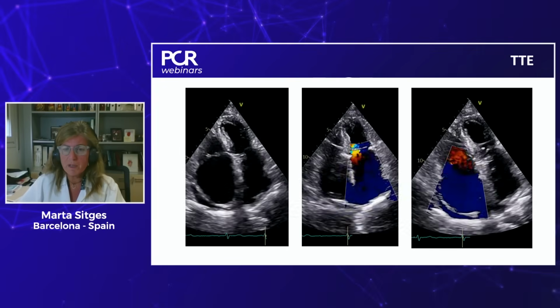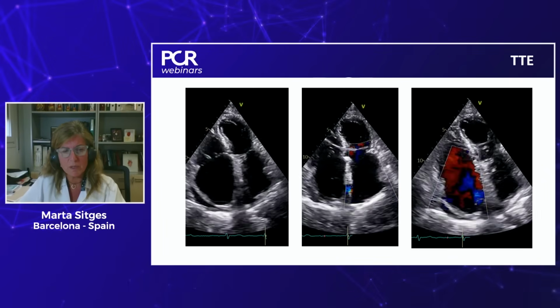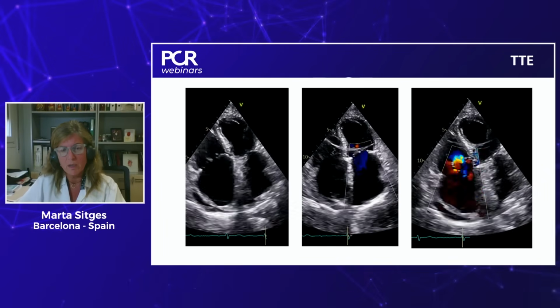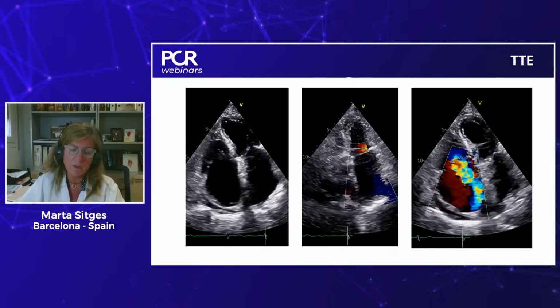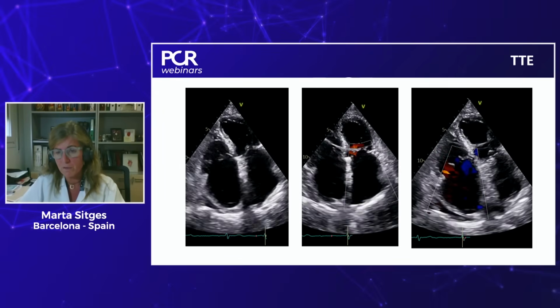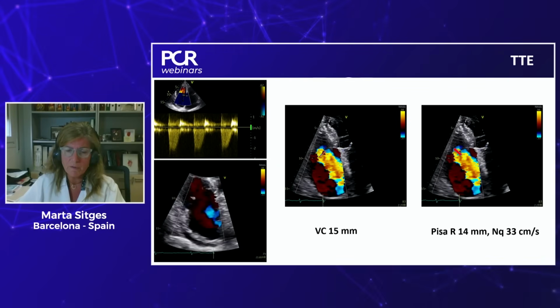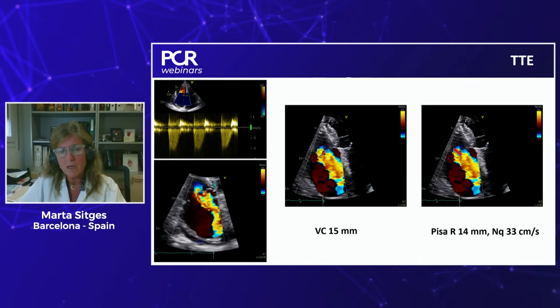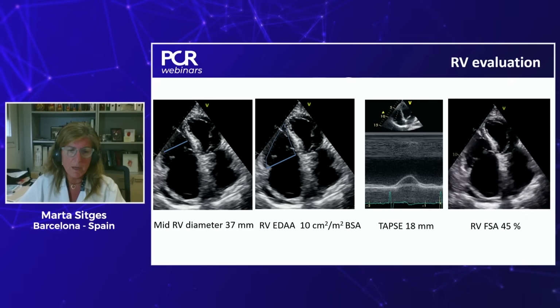This is the echocardiography of this patient, and as you can see, there is severe atrial dilatation, both of the left and of the right atrium. There is mild mitral regurgitation, and it's definitely severe tricuspid regurgitation. If we want to focus a little bit more on the quantification, by lowering the Nyquist we can depict a nice PISA of this tricuspid regurgitation, with a vena contracta of 15 millimeters and a PISA of 14 millimeters at a Nyquist of 33 centimeters per second.